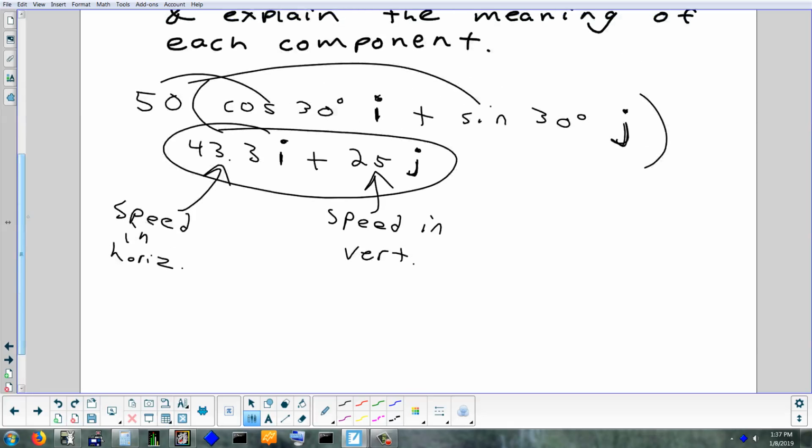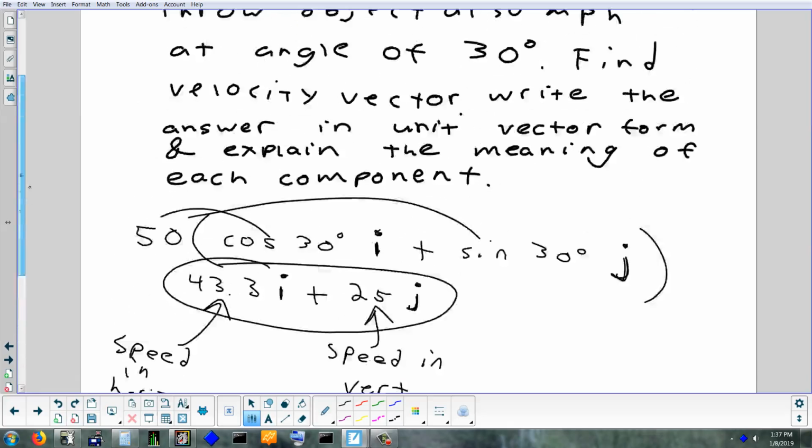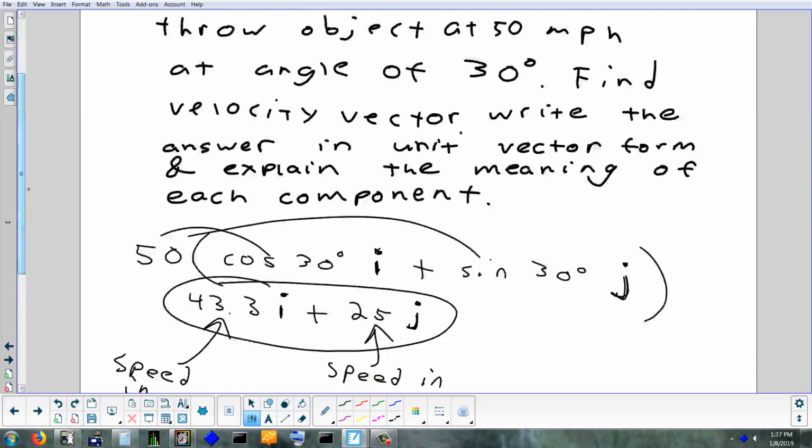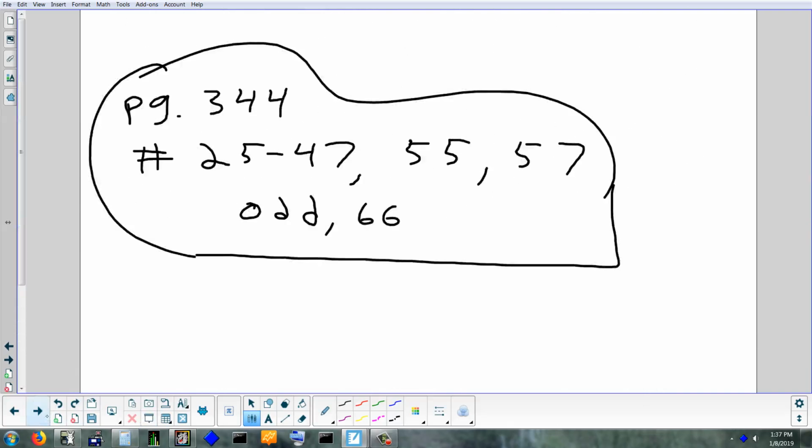So any questions on that? All right. So that's all you've got to do for a velocity problem. Plug in your speed, plug in your angle, do it out. There's your answer. Okay. Last problem. Homework's only one slide away. That's the good part.